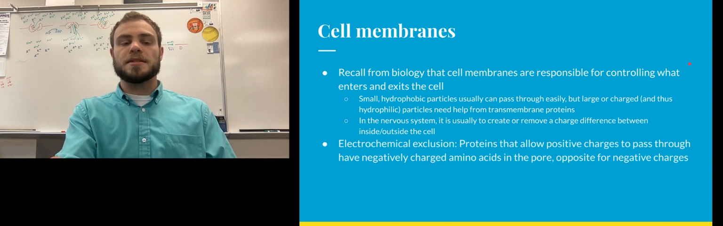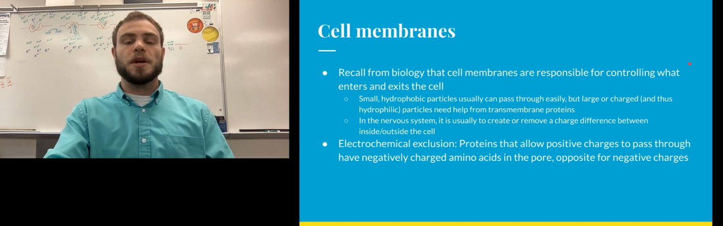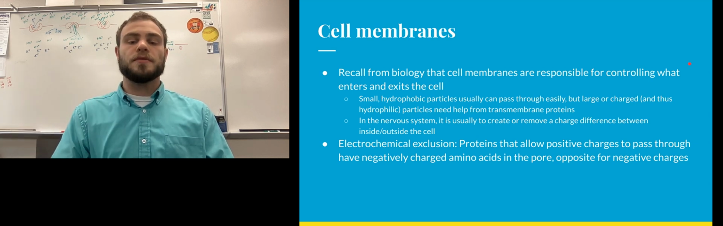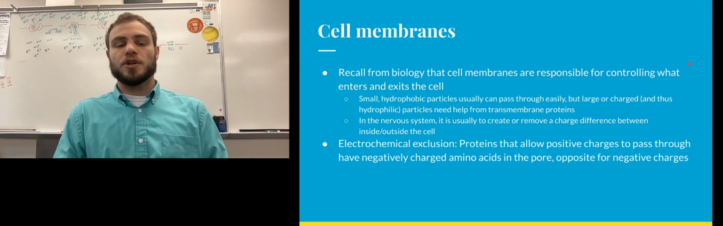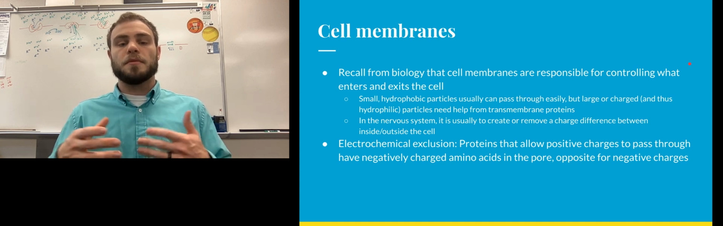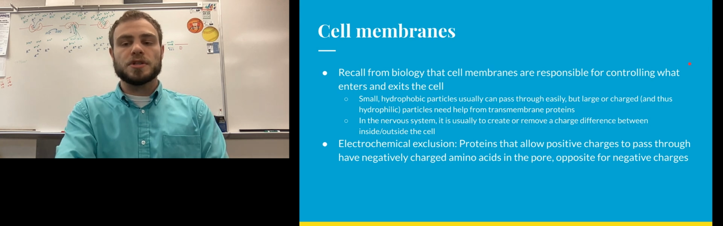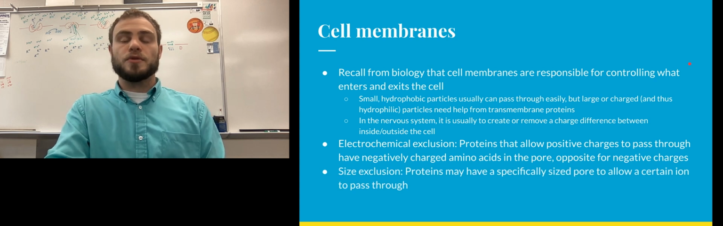A couple of things that we'll add on is that cell membranes can exhibit electrochemical exclusion, meaning that those transmembrane proteins will have a positive charge in the center, which is going to attract a negative charge to move through, or they might have a negative charge in the center of that transmembrane protein, which is going to attract a positive charge and allow that positive charge to pass through. But it's exclusive. So if that protein has a negative charge in the middle, it's only going to allow certain positive charges to come through, and vice versa.